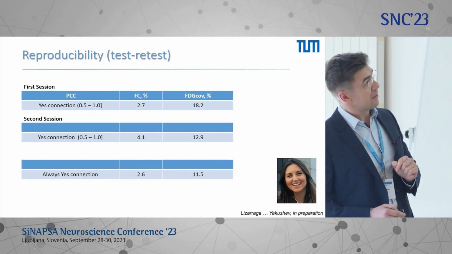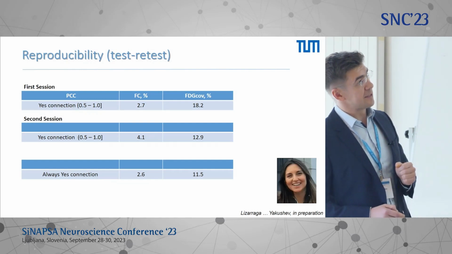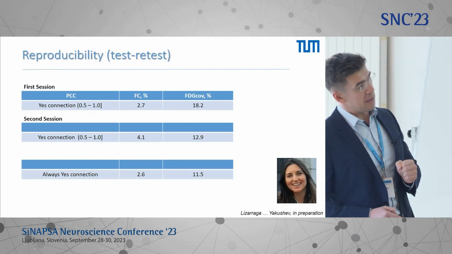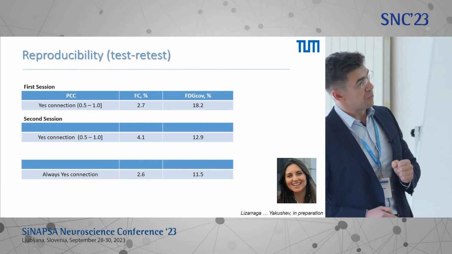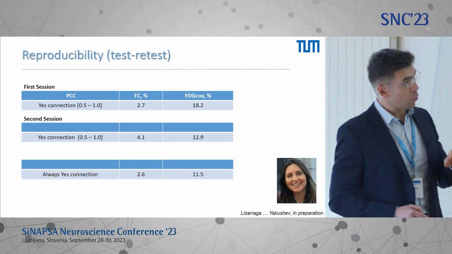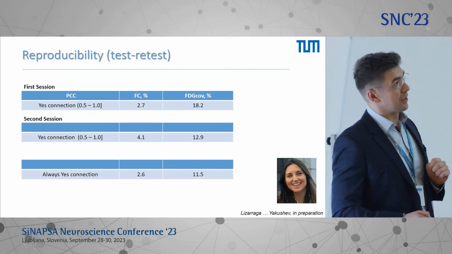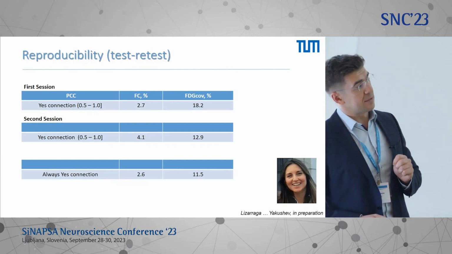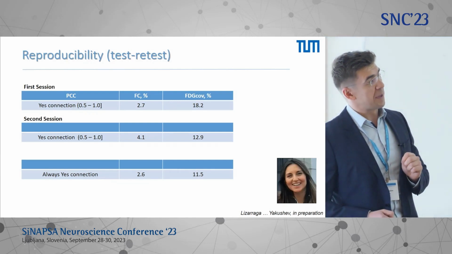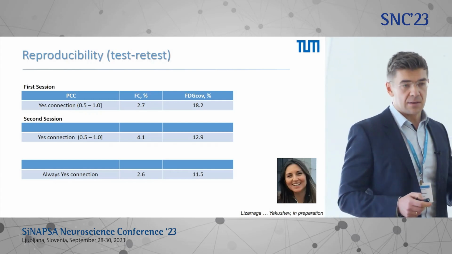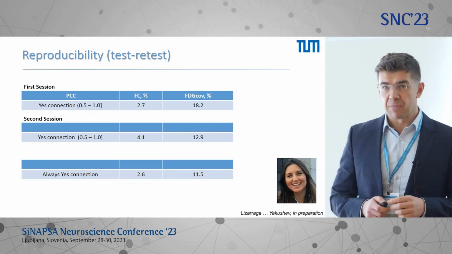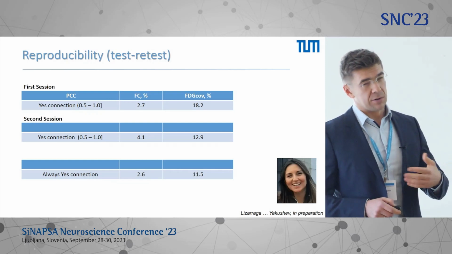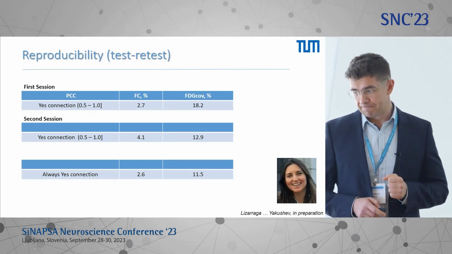And in the second session, we recalculated the analysis. Basically this line is most important, which shows the proportion of connections in functional connectivity and FDG covariance data. And we see that with FDG PET, we can, let's say, cover a larger proportion of the brain as compared to functional connectivity in a reproducible, test-retest way.